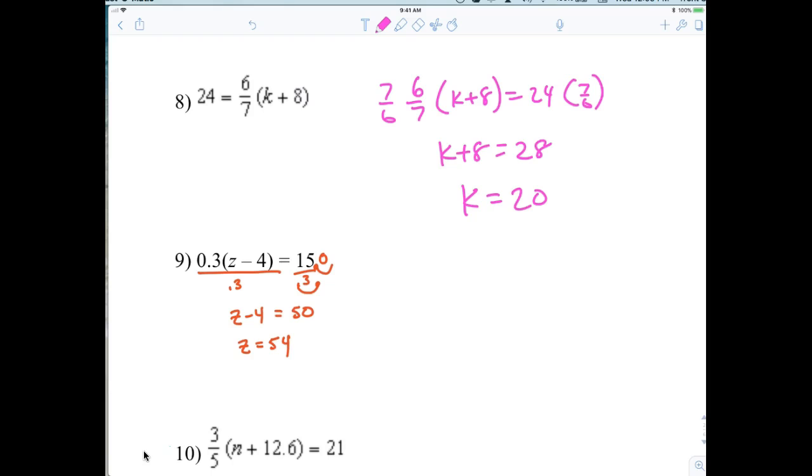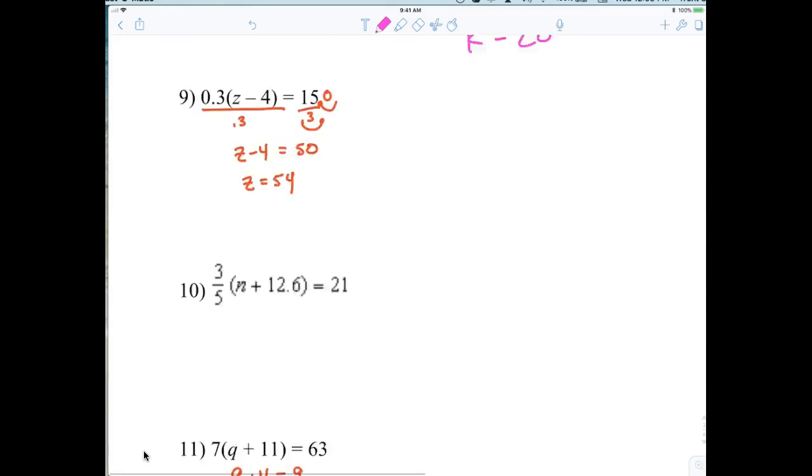Now again, we've done a lot now with the fractions, so if you're having trouble with the fractions, there's nothing I can do because you won't ask me a question. Yes. Here we go, number 10.